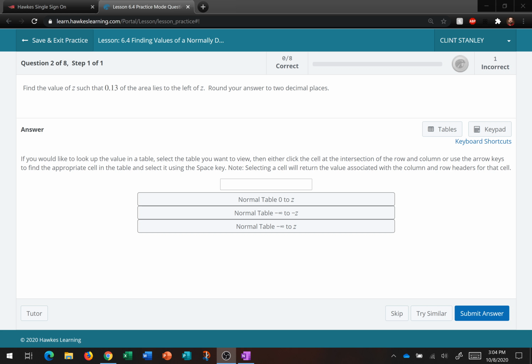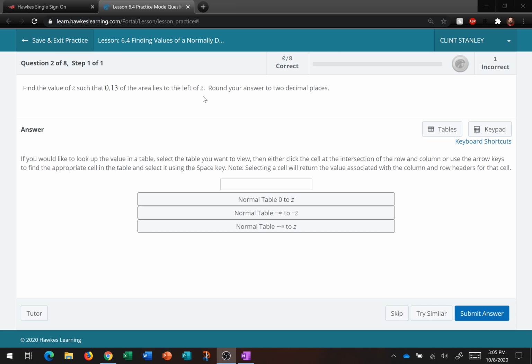Okay, so this one says find the value of z such that 0.13 of the area lies to the left of z. So the big difference in this section is that we're given the area and we're asked to find the z value that matches it. That's backward from the rest of chapter 6. So here we're going to look at the values inside the table and figure out what value on the outside of the table matches. So it tells us that we've got an area of 0.13 to the left of z.